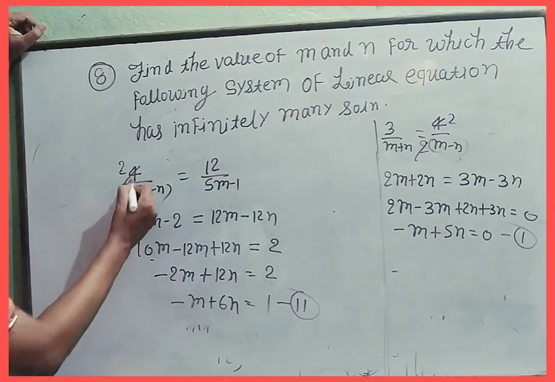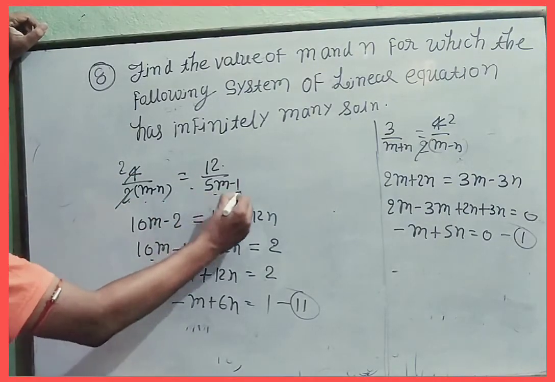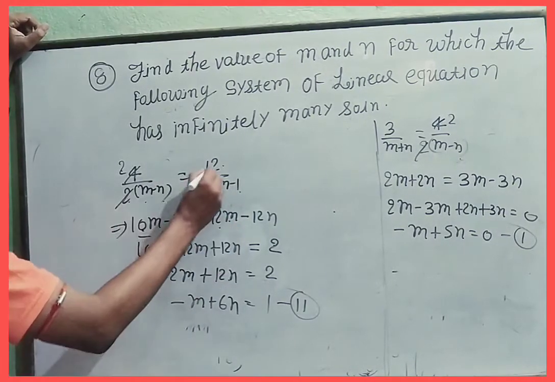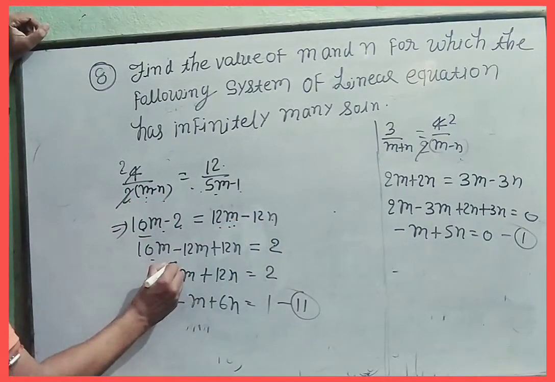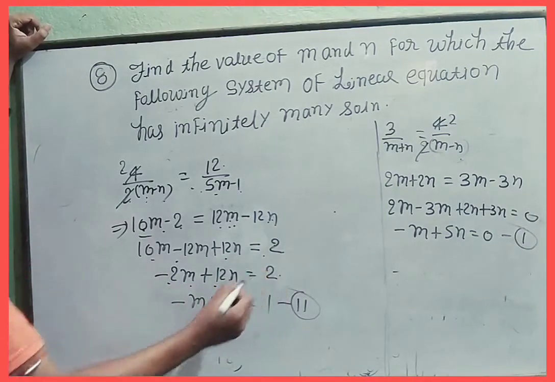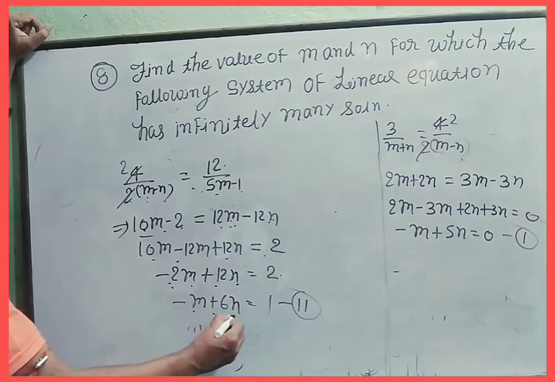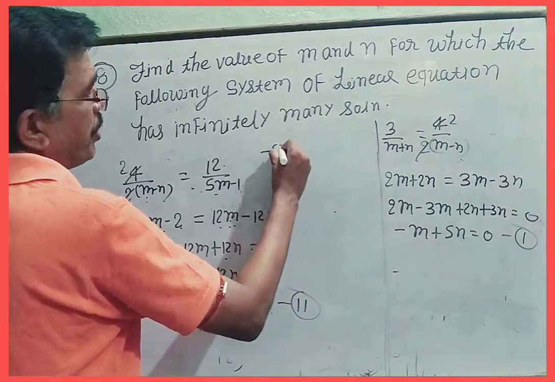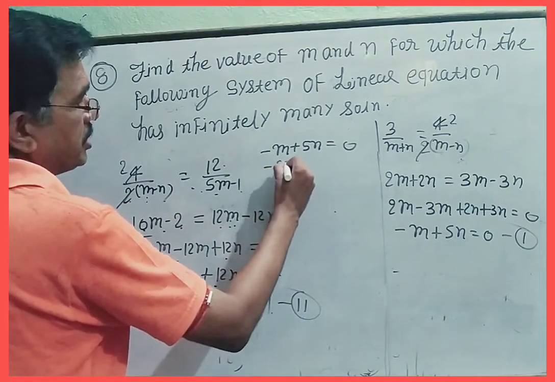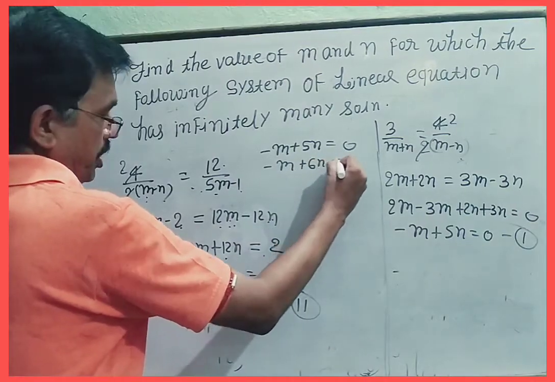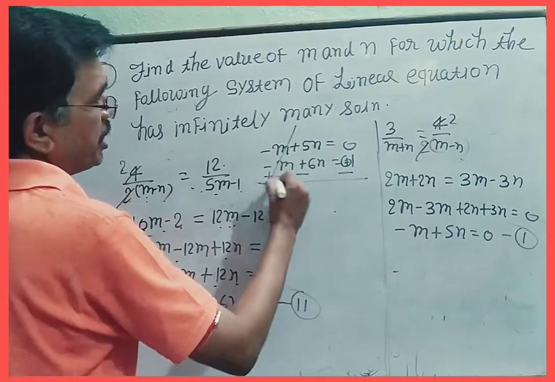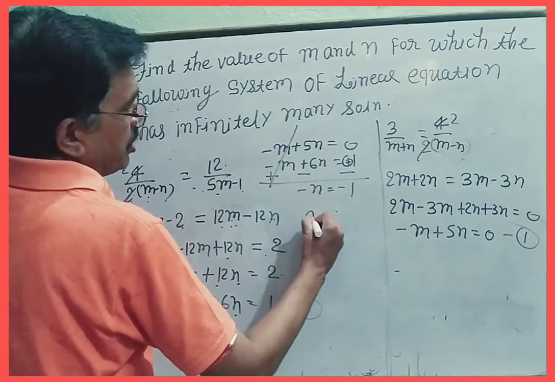You write here 4 by 2 into m minus n, equal to 12 by 5m minus 1. By cross multiplication you get 10m minus 2 is equal to 12m minus 12n, then 10m minus 12m plus 12n is equal to 2, that is minus 2m plus 12n is equal to 2. Take 2 as common, then minus m plus 6n is equal to 1. And now we have two equations: minus m plus 5n is equal to 0, and next is minus m plus 6n is equal to 1. Then solve it: minus m and minus m cancel, that is minus n is equal to minus 1, so n is equal to 1.